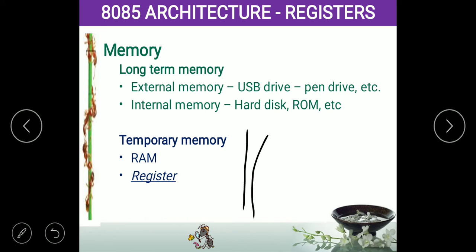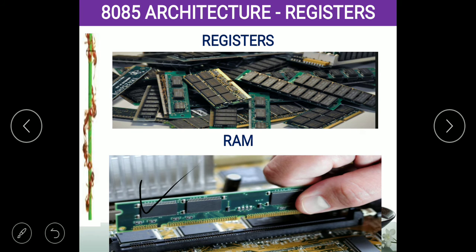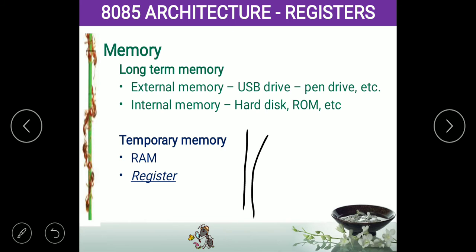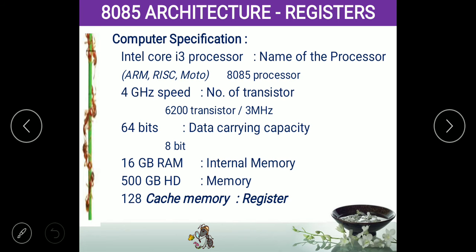RAM is the thing in the diagram that you can see, and you can see it in your systems. It may be a 16 GB RAM or 4 GB RAM like that. Next, the register: you cannot see it visually, it is inside the processor. So it is a temporary memory. If the power is there, it will hold the data. If power is not there, it will not hold the data.